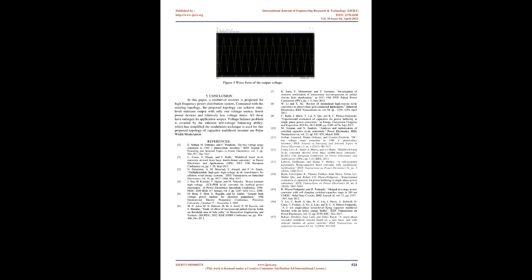5 Conclusion. In this paper, a multilevel inverter is proposed for high-frequency power distribution system. Compared with the existing topology, the proposed topology can achieve 9-level staircase output with only one voltage source, fewer power devices and relatively less voltage stress. All these have enlarged its application scopes. Voltage balance problem is avoided by the inherent self-voltage balancing ability, which has simplified the modulation technique used for this proposed topology of capacitor multilevel inverter or pulse width modulation.